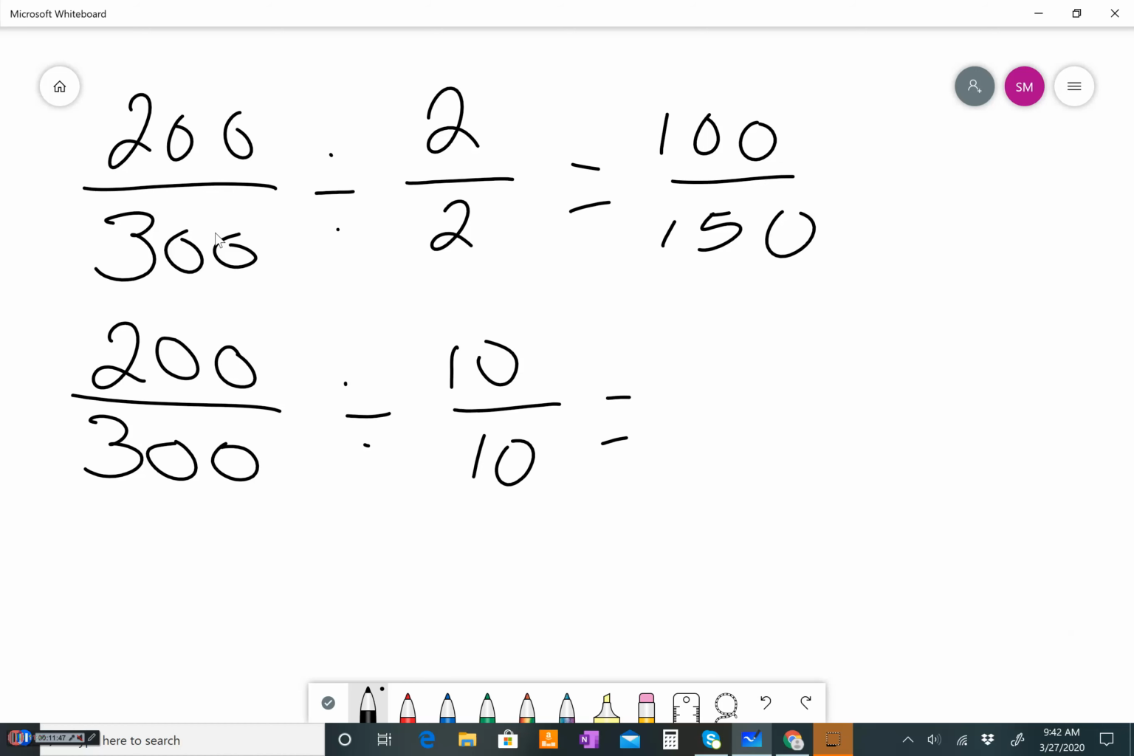When I divide by 10, all I'm really doing is taking off a set of zeros, since there's a 1 and a 0 in 10. So here's my equivalent ratio of 20 over 30. I'm just using my multiples of 10s to reduce that. I want you to think of the third one for that. So you guys have a few good examples there.